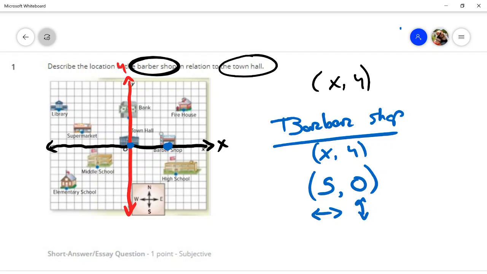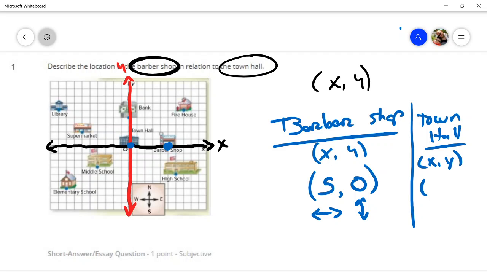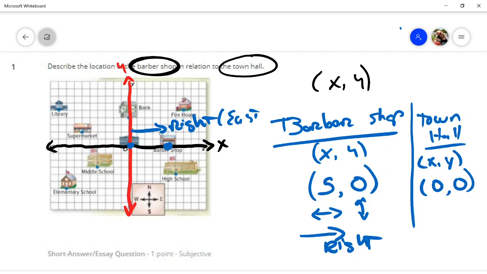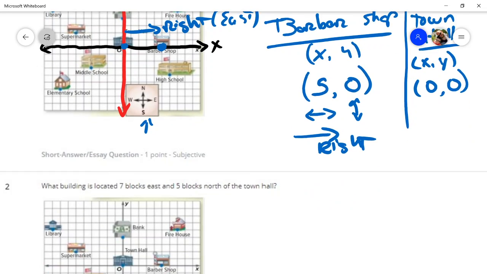Town hall. Same thing, x comma y. Where is it on the x? 0. Where is it on the y? 0. Okay, so the town hall is at 0, 0, and the barber shop is at 5, 0. So describe the location of the barber shop in relation to the town hall. Well, it is to the right of town hall. Or you could say it is to the east, because we have our little compass rose right there. Okay, not too bad. Let's go to number two.